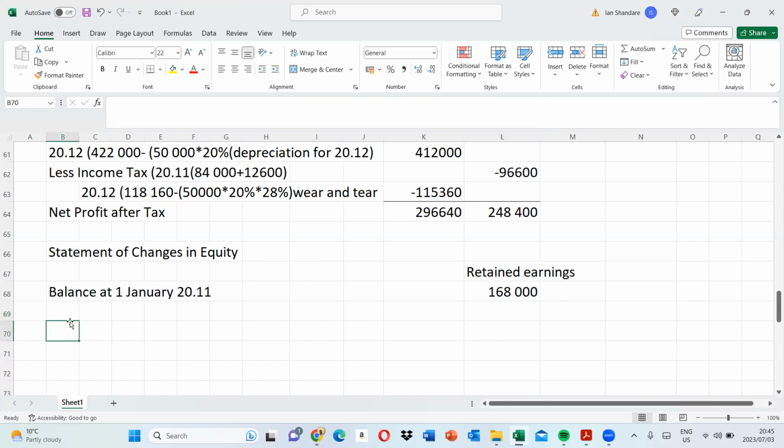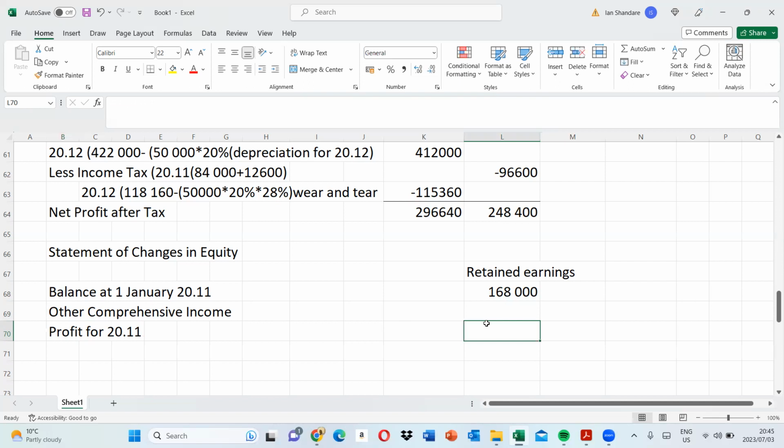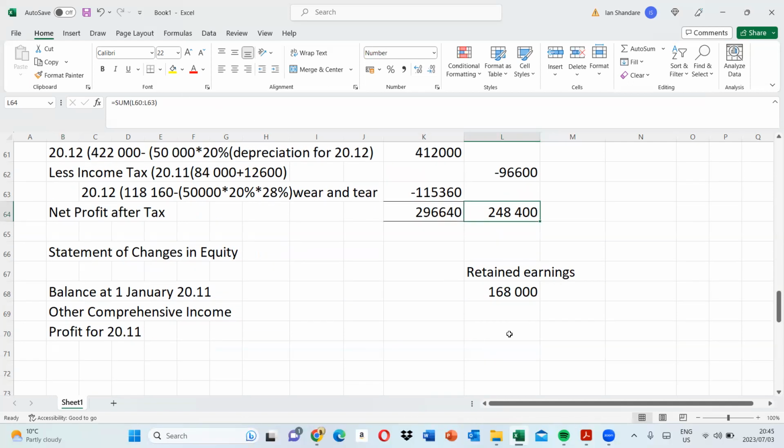Now, let's look at other comprehensive income, which is the profit for 2011. What is the profit now for 2011? That is what we now need to look at. What is our profit for 2011? The profit for 2011, we just take this amount that we have calculated there. Remember, we have adjusted the correct profit. So we take the 248,400.